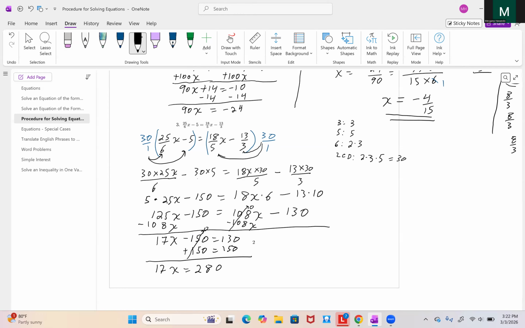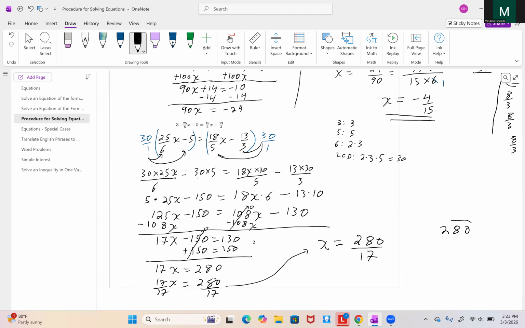Divide both sides by 17. So 17x over 17 is equal to 280 over 17. This is the same as multiplying both sides of the equal sign by the multiplicative inverse of 17. Then this gives us x is equal to 280 over 17. Let's simplify.